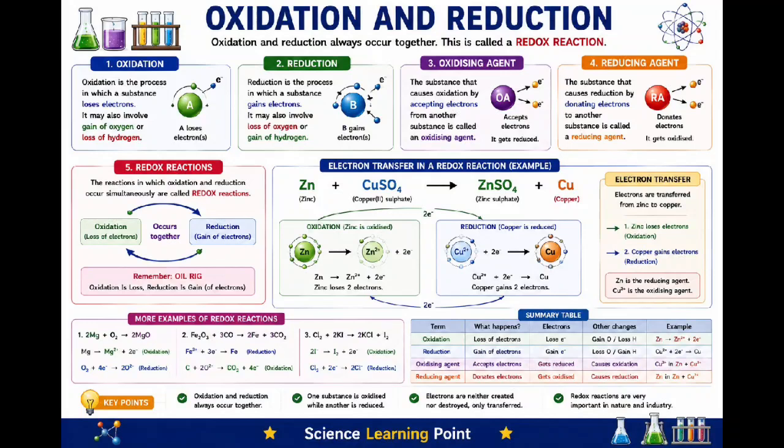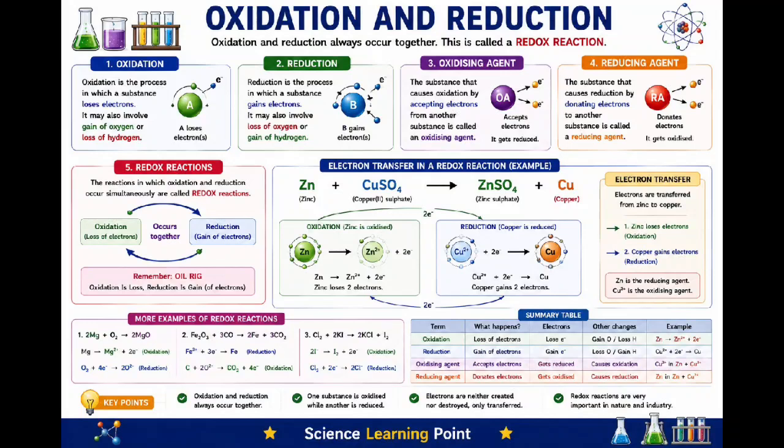Look at the example in the middle of the slide. Here zinc reacts with copper sulfate. The important part is the transfer of electrons. In step 1, zinc loses electrons: Zn to Zn2+ plus 2 electrons. Zinc is oxidized. Next step, copper gains electrons: Cu2+ to Cu. Copper ions gain 2 electrons, so copper is reduced.